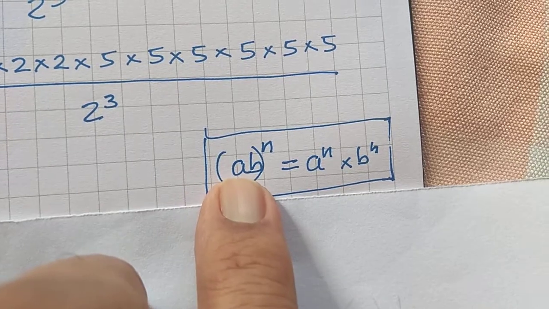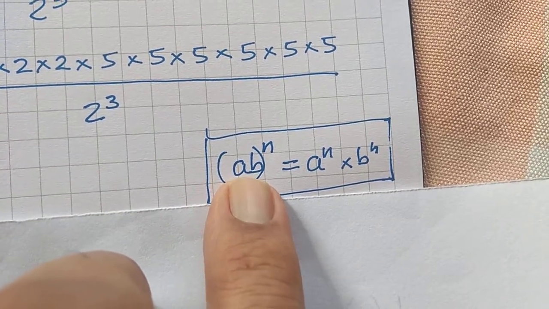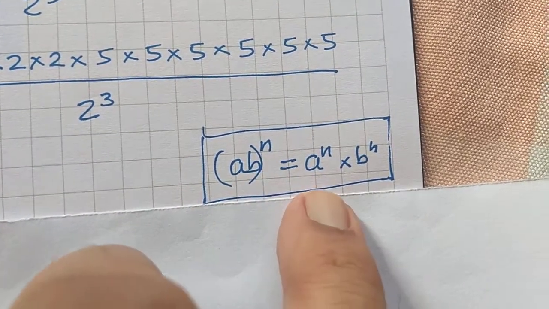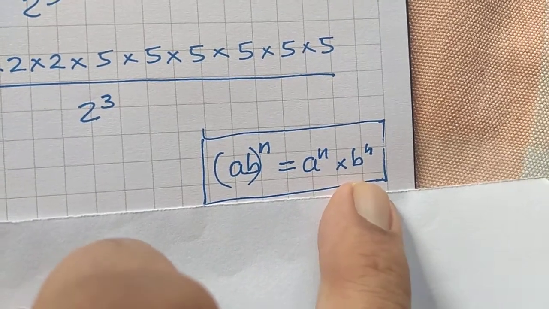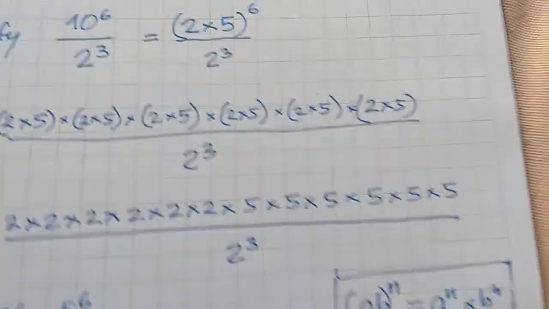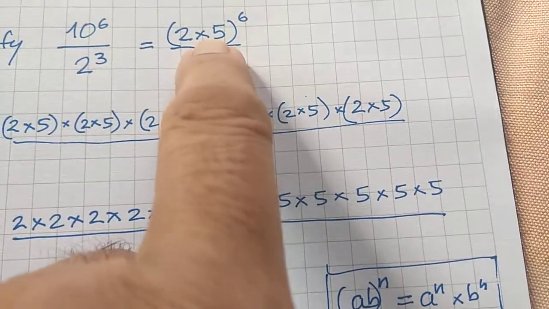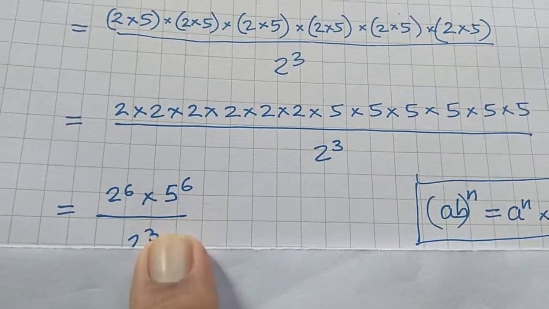AB, where A and B are two different numbers, when you multiply them, AB to the power n is equal to A to the power n into B to the power n. So I did all of this to just show you this. Otherwise I would have gone straight from there to there.